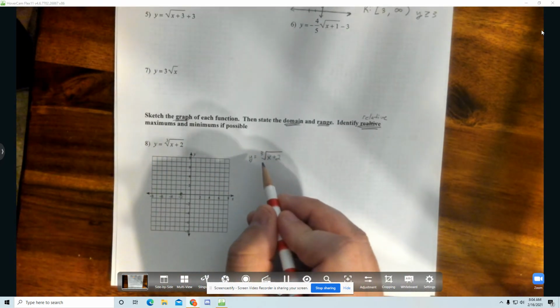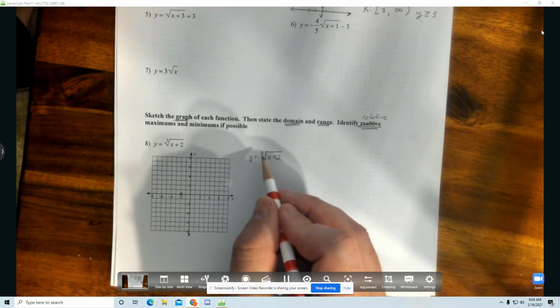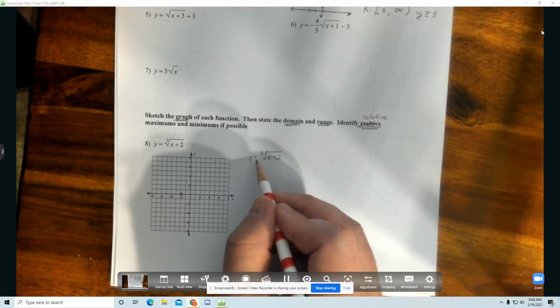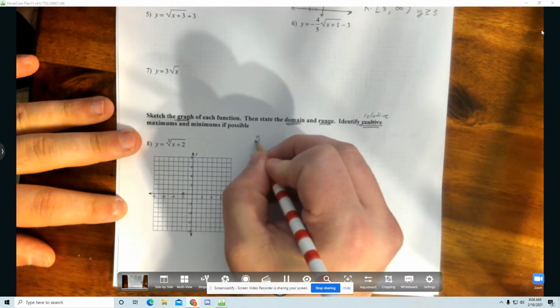Now, you may be wondering, well, Mr. Sims, what does this 3 do? I mean, surely that has some sort of impact on the graph. And yes, it does, but it's not really a transformation that we would take into account. We don't consider this 3 a big 3 out front or anything like that. Remember, your parent function here is simply this.